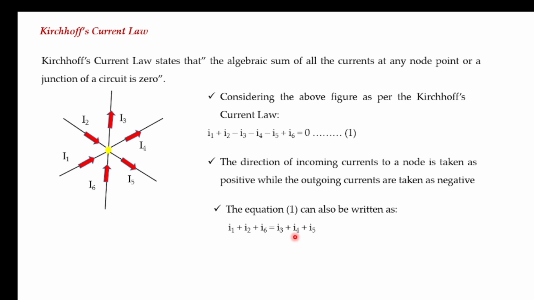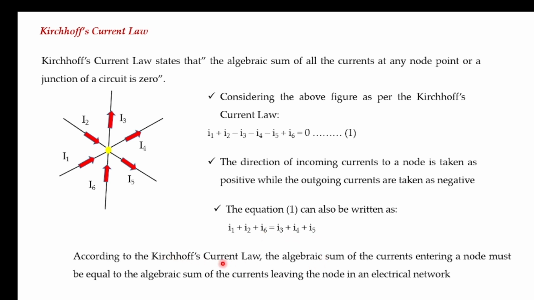These three are the sum of the incoming currents. These three are the sum of the outgoing currents. So at a particular node, the sum of the incoming currents is equal to the sum of the outgoing currents. This is another statement of Kirchhoff's current law. The algebraic sum of the currents entering a node must be equal to the algebraic sum of the currents leaving the node in an electrical network.